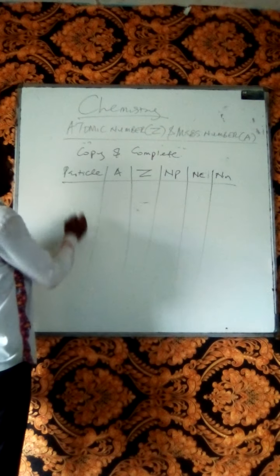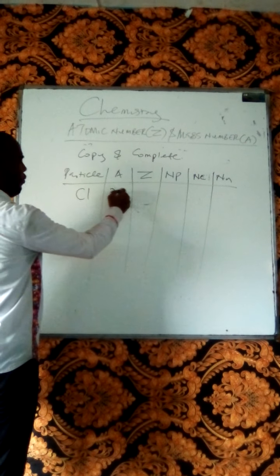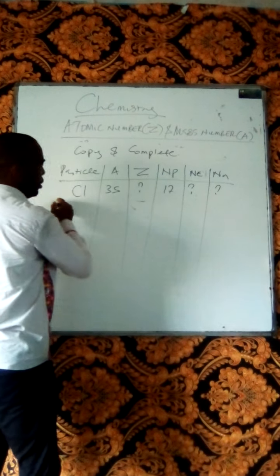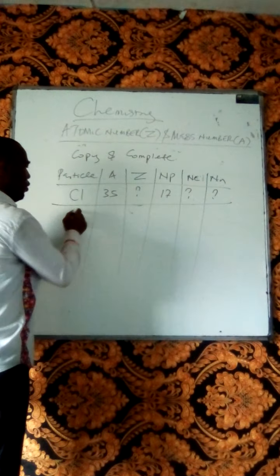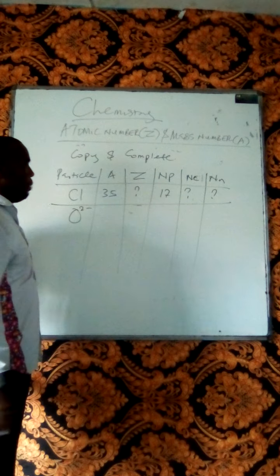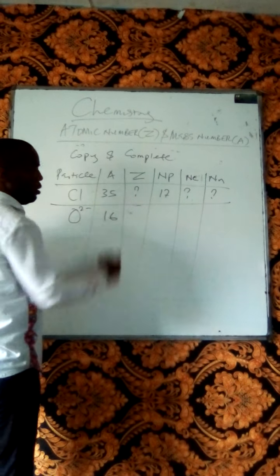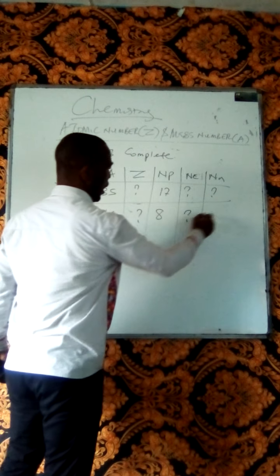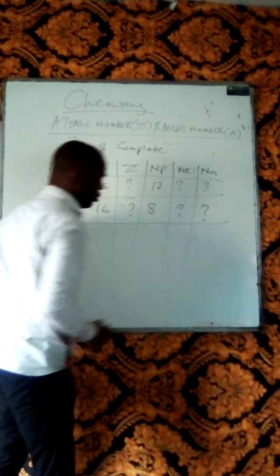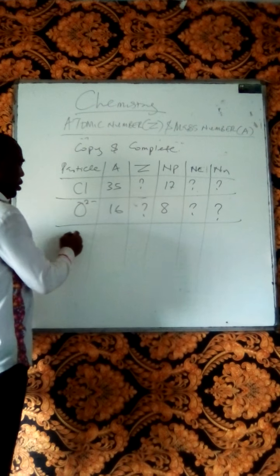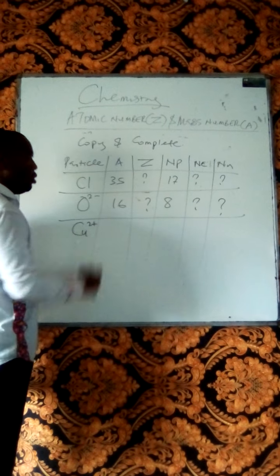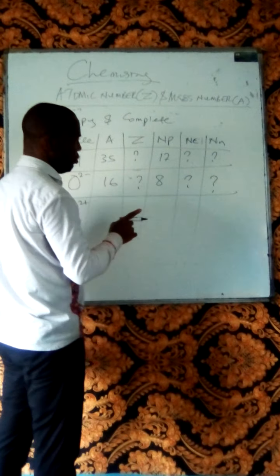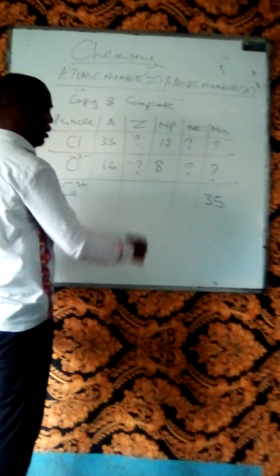We also have chlorine, 35, 17. Fill up these places. Then we have the oxide ion. We are given 16 and 8. Fill up this gap. Then we have copper 2+, given 35 neutrons in 20.